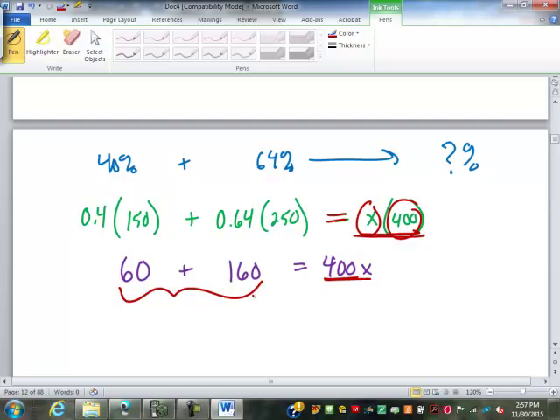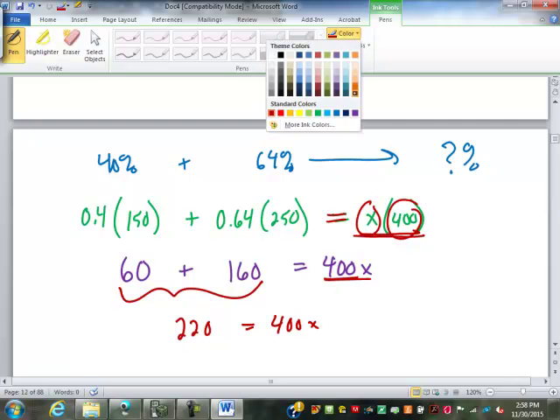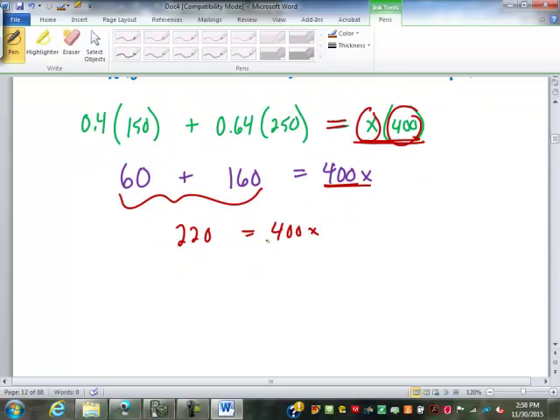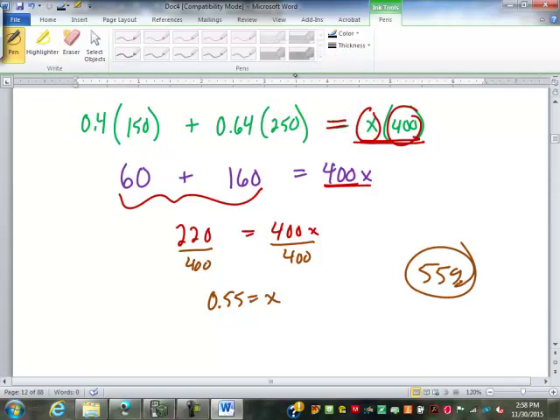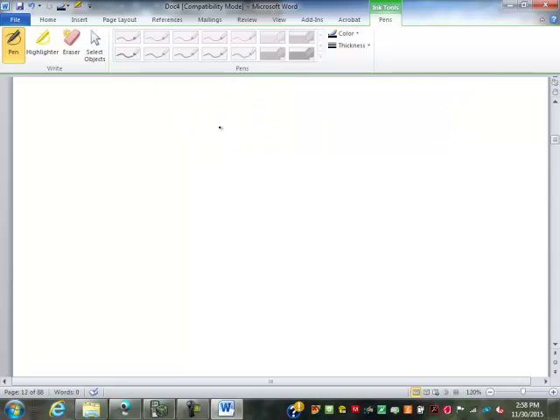So now here 160 and 60 make 220 equals 400x, and then not everybody at once. What's next? Divide by 400, perfect. So 0.55 equals x, so that is a 55%. How many of you had 55%? Not at first, you do now. Does everybody see how to get the 55%? Anybody have questions in the process there? Okay. Now we're going to change it up a little bit.